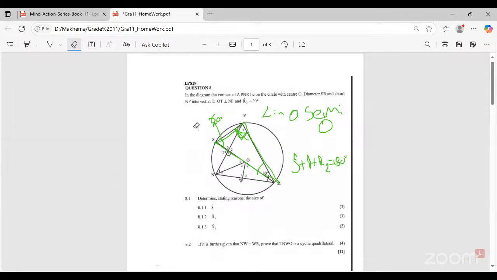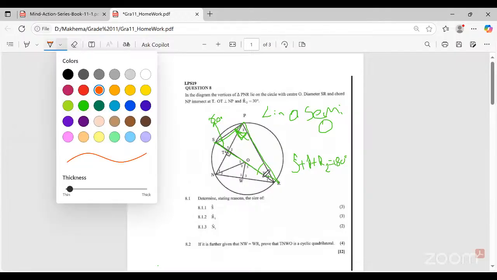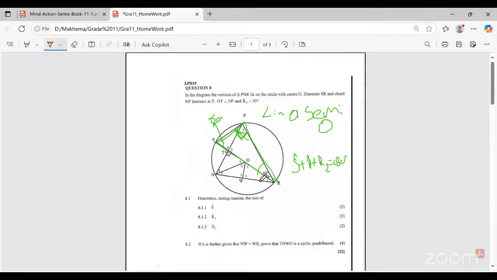So we found that angle S as 60 degrees. Now we move to R here. So here is R1, and we want this angle here. Let me use another color. We want this size here. Anyone with some idea of how we can get R1? Is there anyone with some idea, guys, of how we can find this angle R?